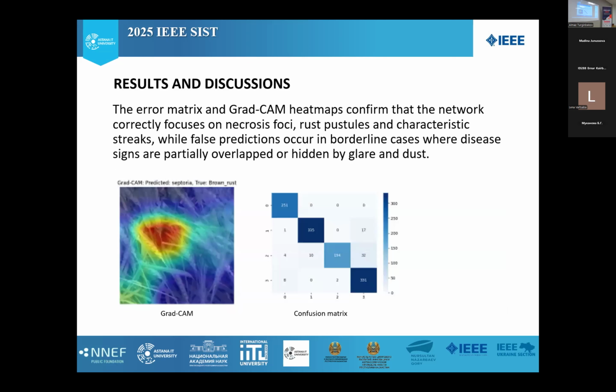Healthy and brown rust are categorized almost without error. The main misses are the confusion of Septoria and striped rust, which is expected due to similar symptoms. GradCam showed that the network does look at necrosis spots and rust pustules, rather than at background areas.